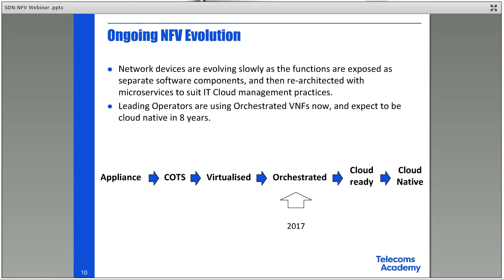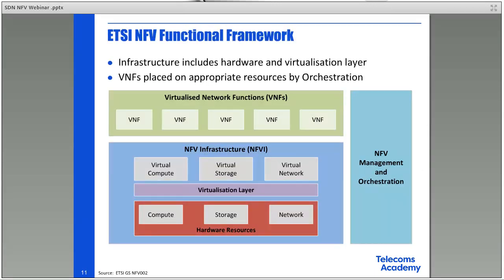And what we're expecting to happen is that we'll move from a cloud ready stage into a cloud native stage, and that'll probably be in production in about 7 to 8 years. And at that stage, a telecoms operator would be able to have one platform that can run their network services, their cloud services, and their IT stuff all on the same platform.